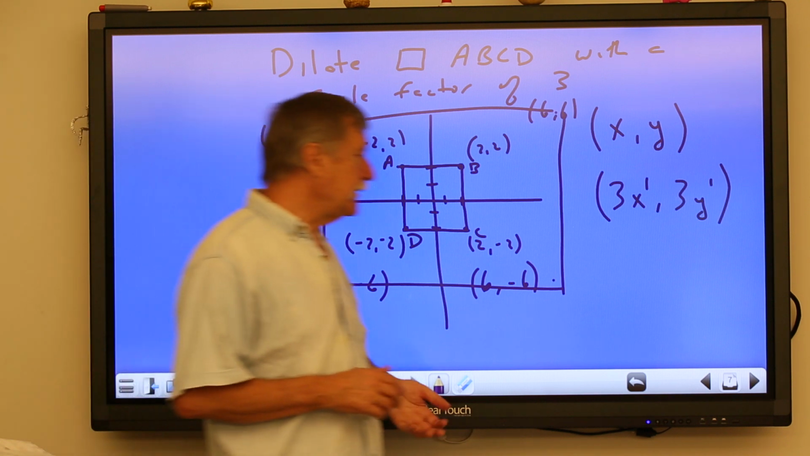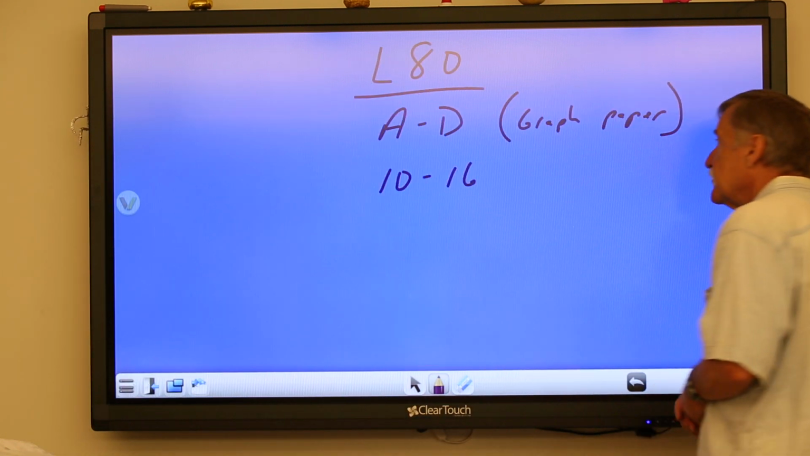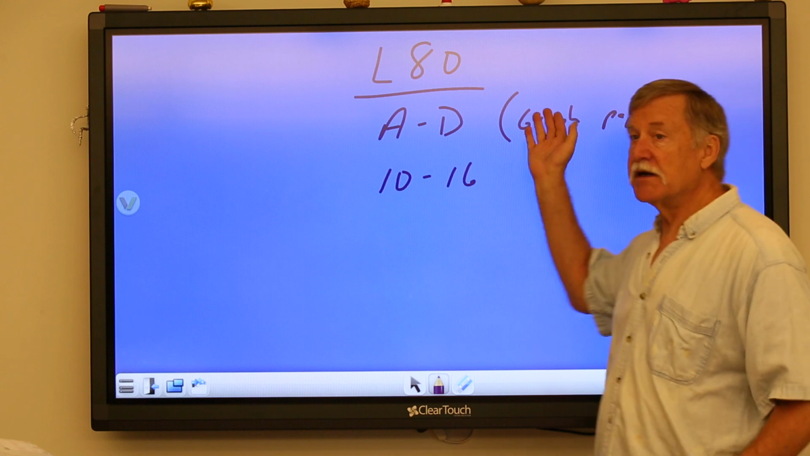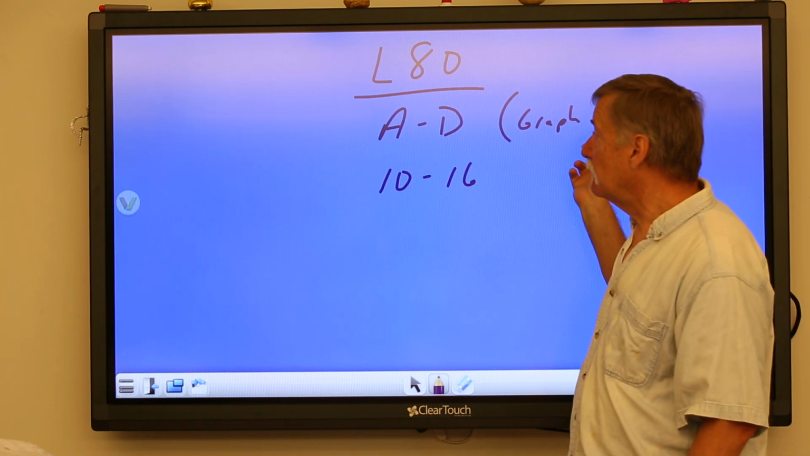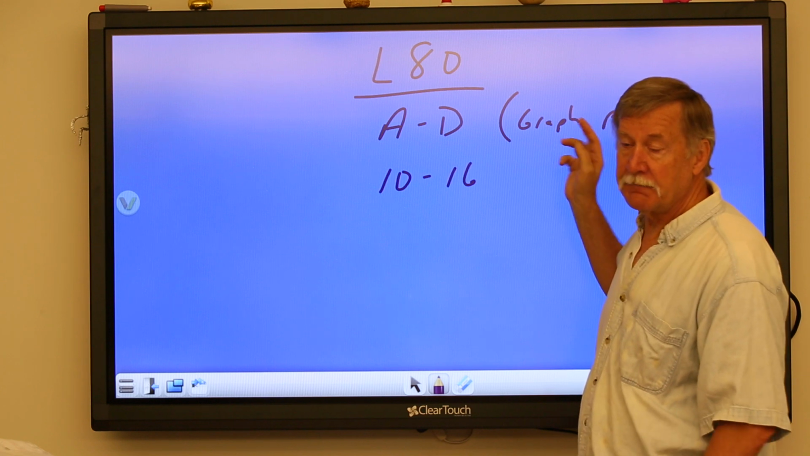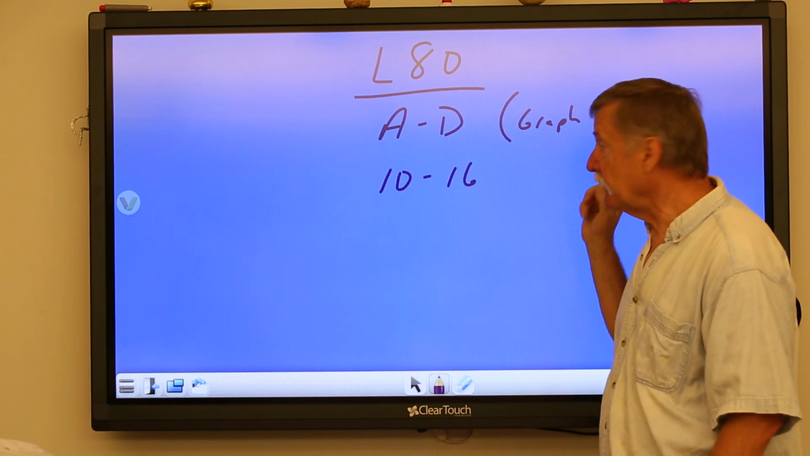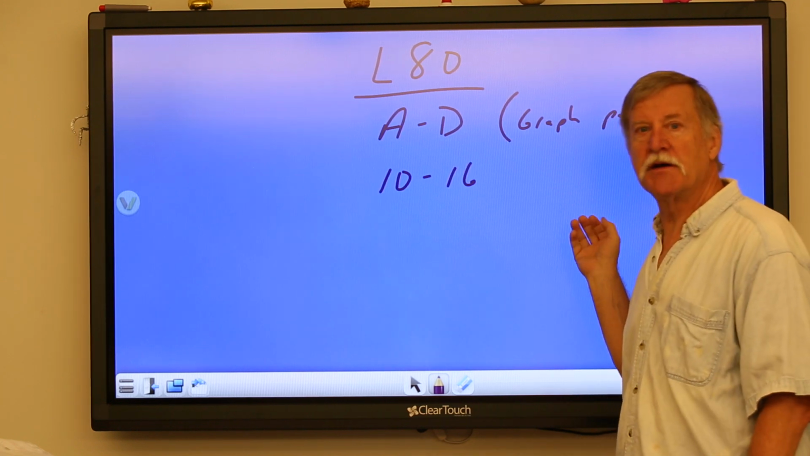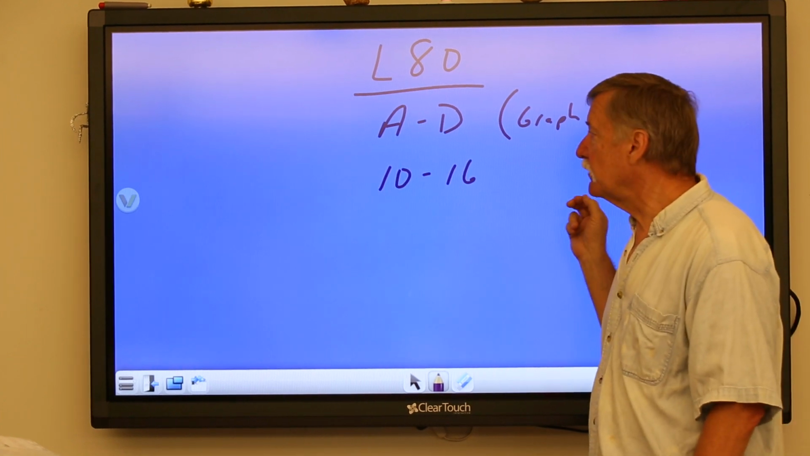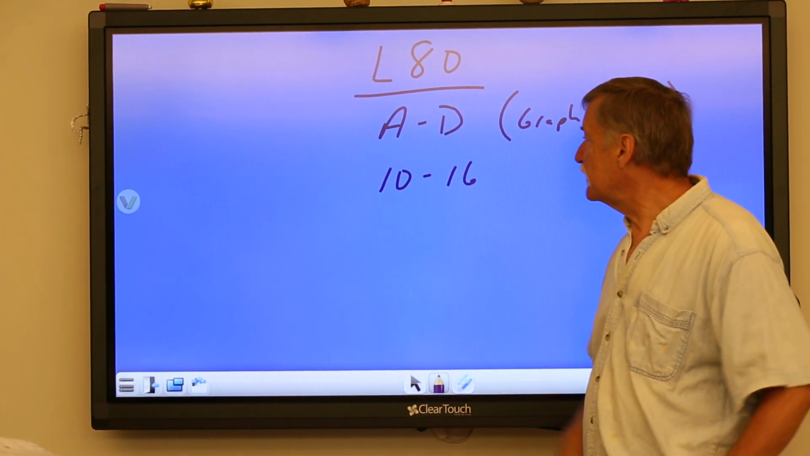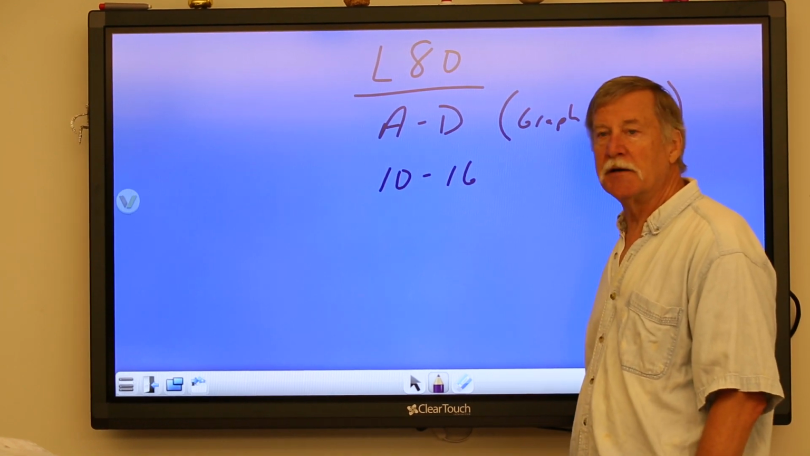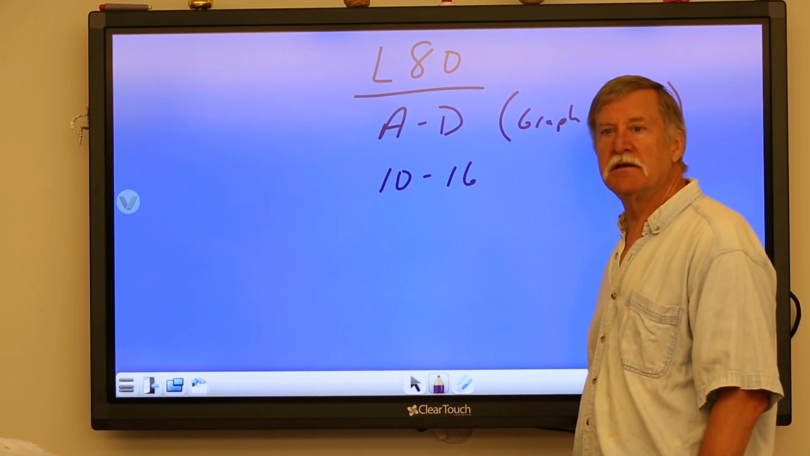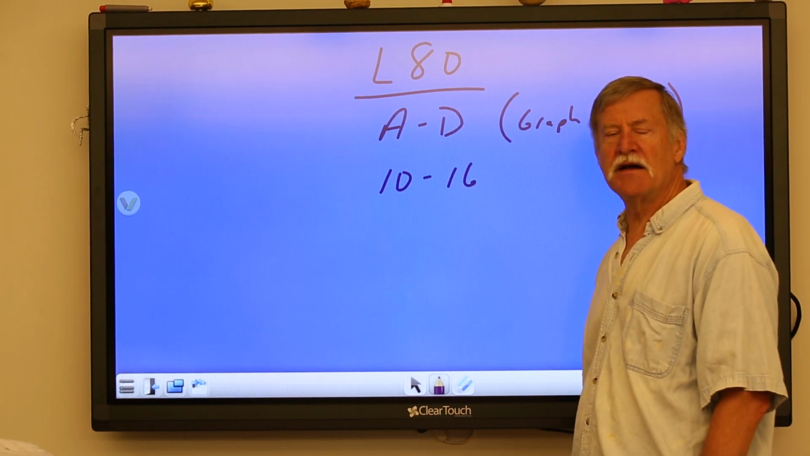So give this a try. Again, you want to make sure you use graph paper. Do lesson 80, A to D, and make sure you use graph paper on that. You can crank off as much graph paper as you want. I'll have it available for you online. And then 10 to 16, you can do that on graph paper or a separate sheet of paper, doesn't matter. So lesson 80, A to D, 10 to 16, and that should do it.